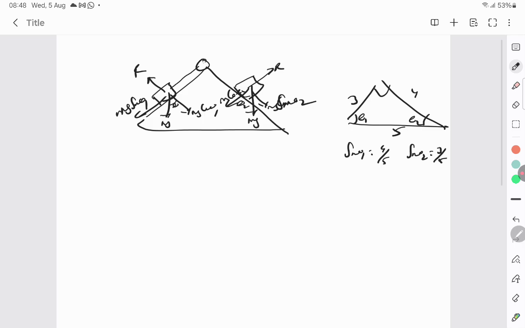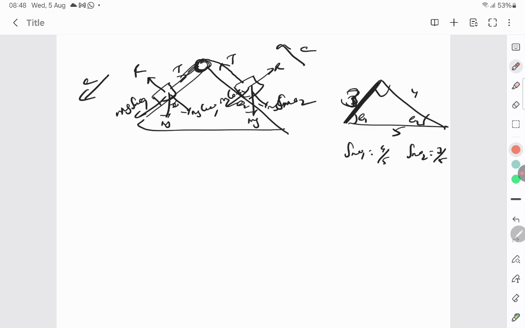There's a thread which runs over this pulley. The tension in both the threads will be the same because it runs over a frictionless pulley. There's absolutely no friction in this. I'm going to assume this side to be coming down because this side is steeper. So I'm assuming the acceleration is down on this side and up on the other.